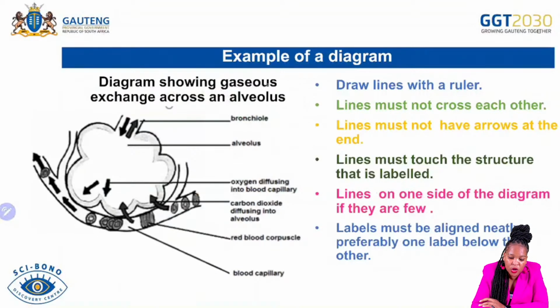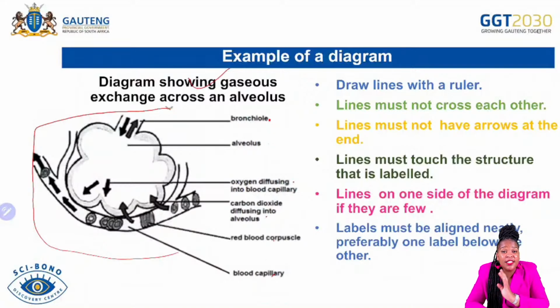And an example of a diagram that you can have in life sciences is this. This is a diagram showing gaseous exchange across an alveolus. So you see your diagram is big enough, it has a caption, it is drawn in pencil, and then the label lines are drawn, and then you have your labels there. Everything here is in ink, it's print, but let's check what you must do.